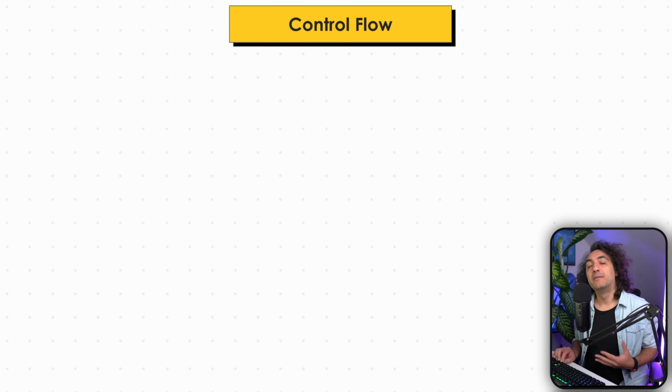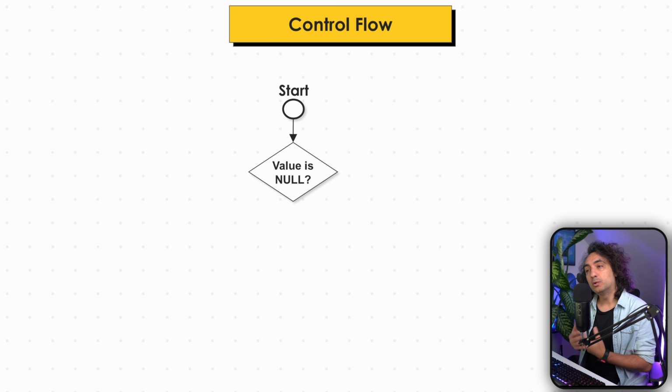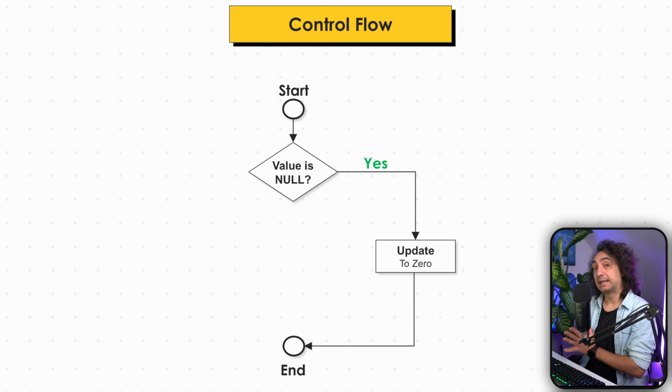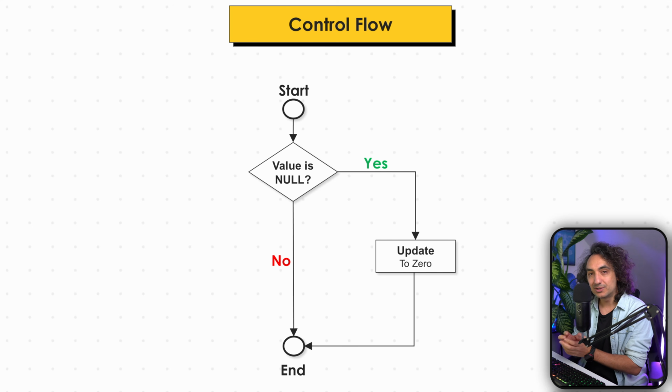So the logic can be very simple. We have to check first, do we have nulls inside the score? If the answer is yes, then we have to go and update the null values to 0. But if the answer is no, we don't have any nulls, then we can skip everything. So now we're gonna go and build this logic inside our stored procedure in order to clean up and prepare the data. So let's go.